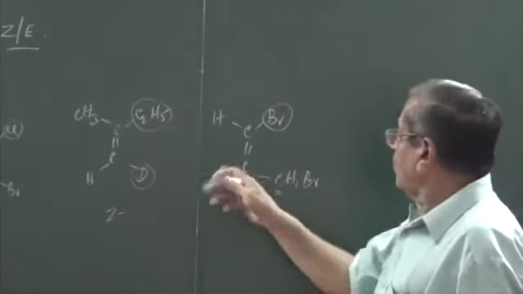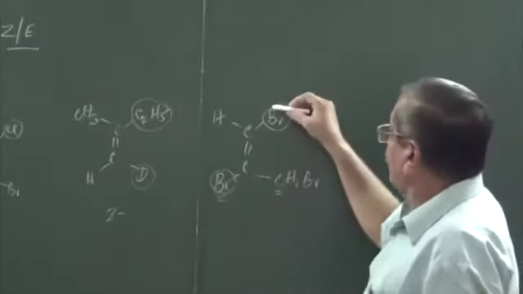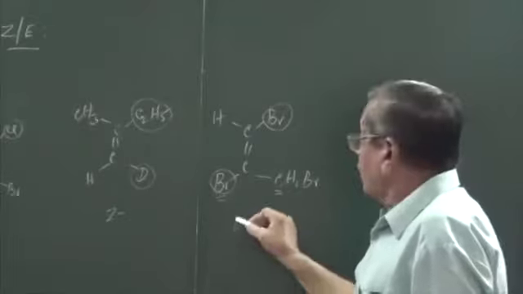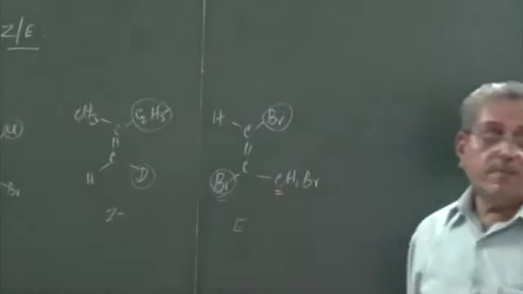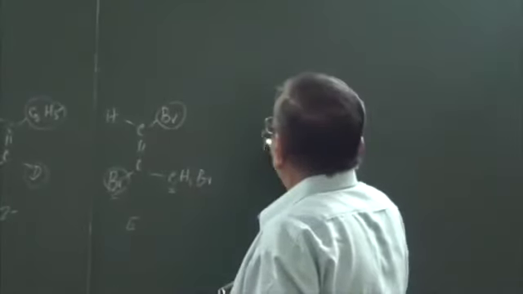If it is something different, you take a different example. So what is this form? This is the opposite side, so it is the E form, not the Z form. Then take another example.